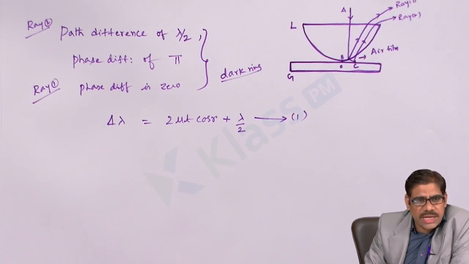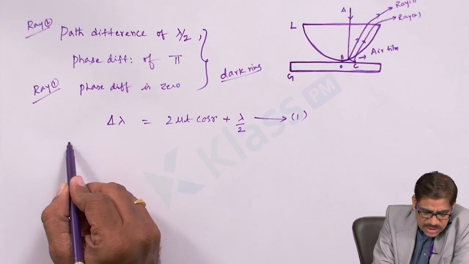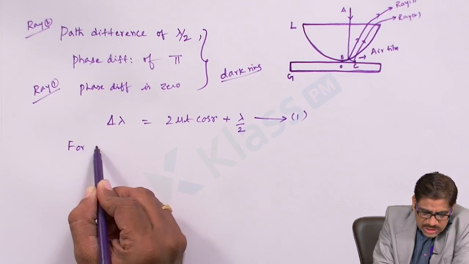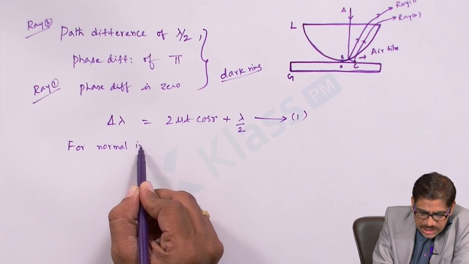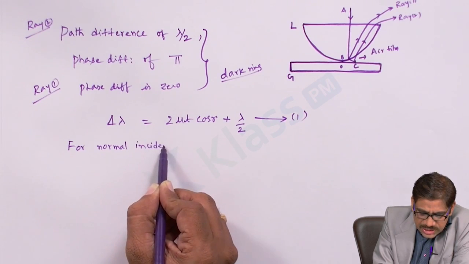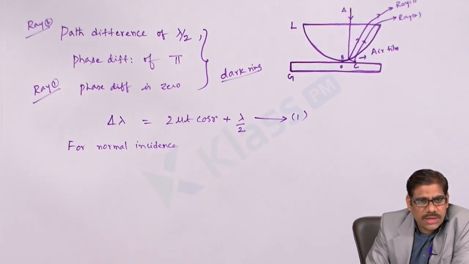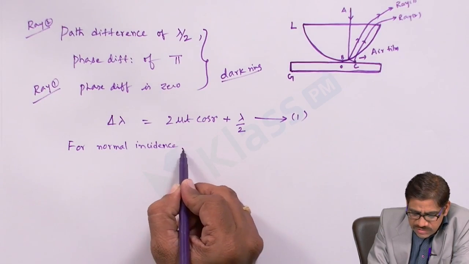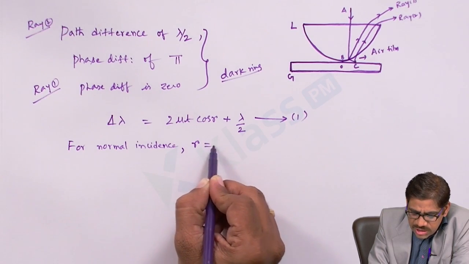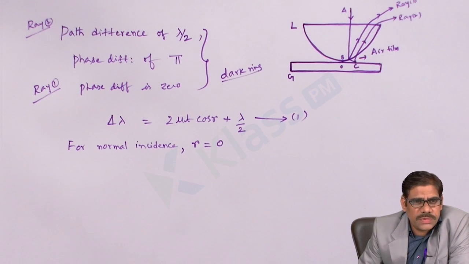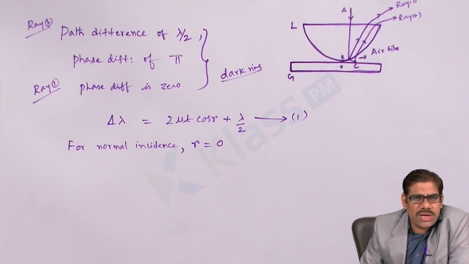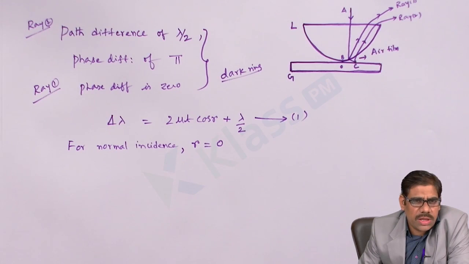Now, in this case, as we are considering normal incidence, the monochromatic light is incident normally. For normal incidence, the value of r is equal to 0.